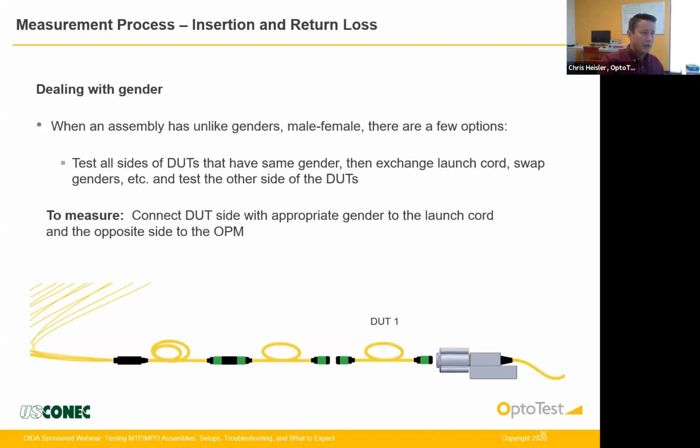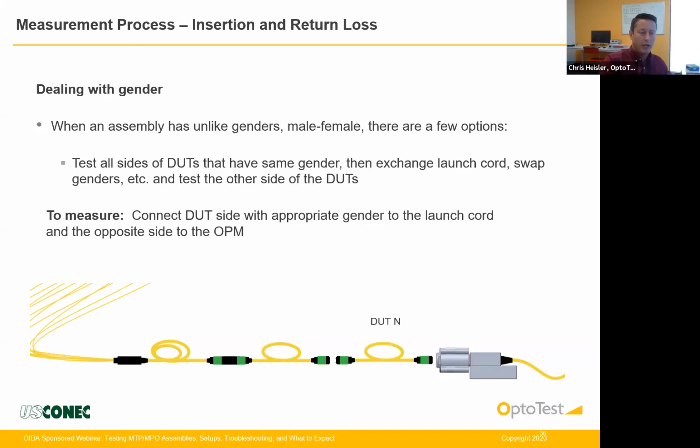So to measure, we're going to connect the DUT with the appropriate gender to the launch cord and the opposite side to the OPM. So we've already measured the female side of all of our DUTs, right? We need to go back and re-measure the male sides of our DUTs. So we're going to measure insertion loss and return loss on the male side of DUT1 by connecting it up to our female launch cord. Then we're going to measure the male connector of DUT2, and we'll go through and measure all of the male connectors on our DUTs.